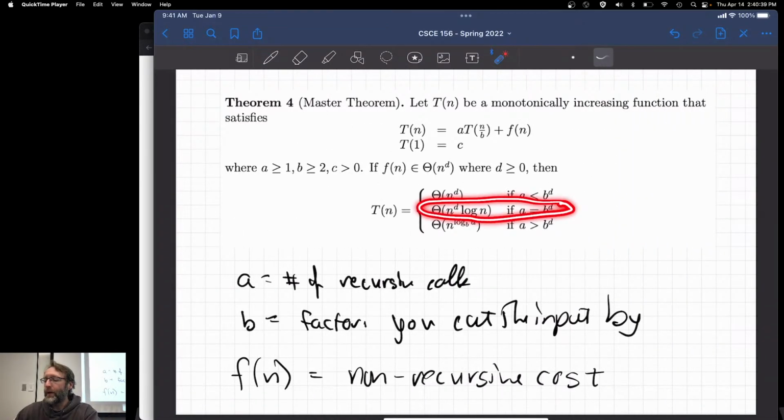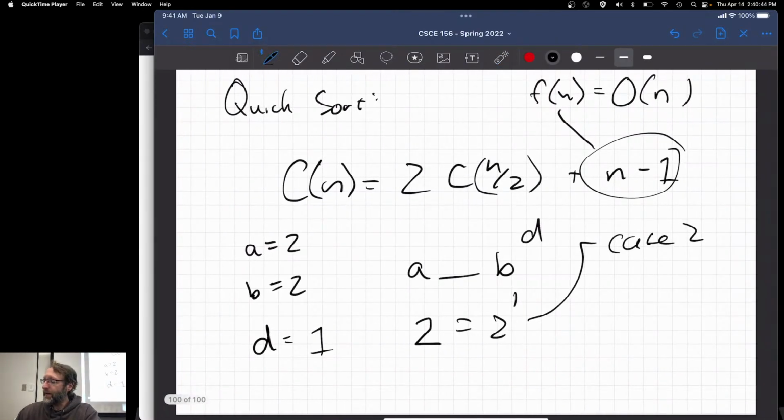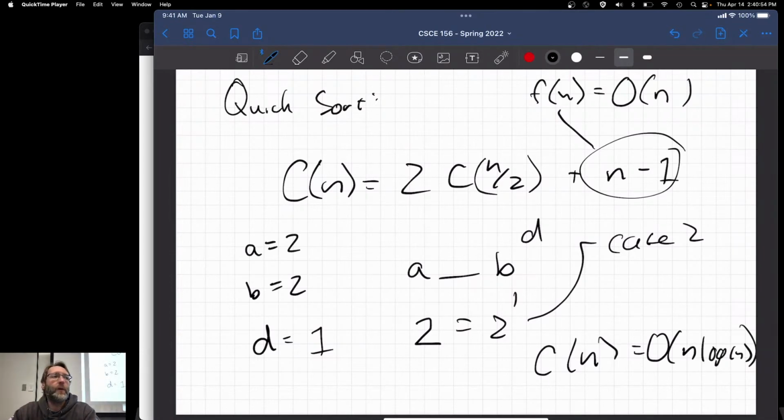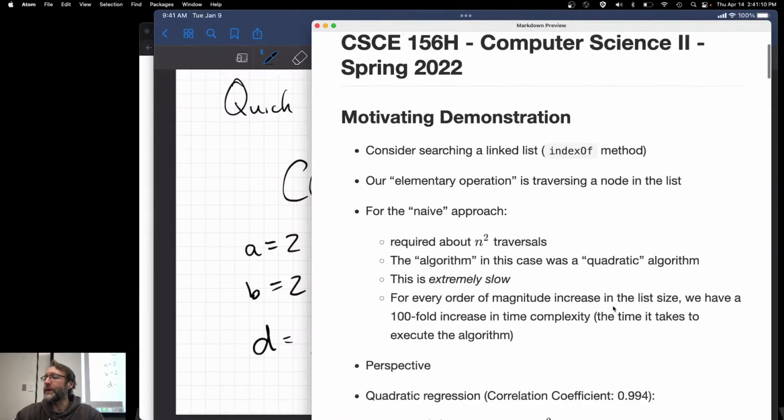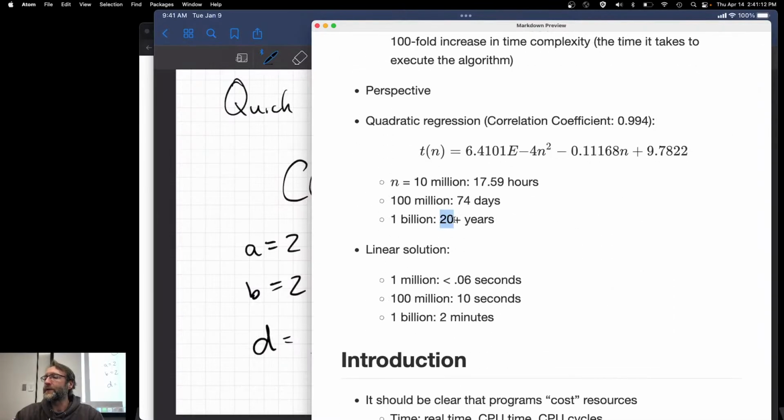This thing right here. T of n is going to be order n to the d log n. What was my d again? Order n to the first, n log n. Do you remember what selection sort and quicksort were? N squared. Is this better? Oh yeah, this is way better. Again, this is going to be the difference between literally 20 plus years and 2 minutes to sort something, right?